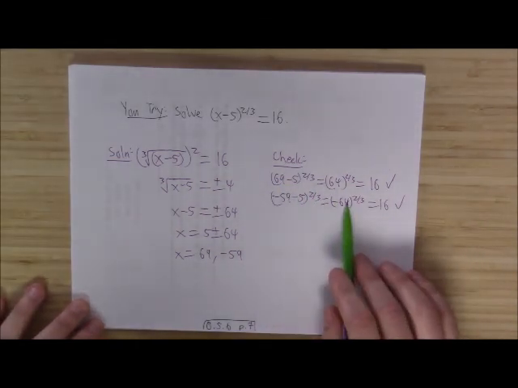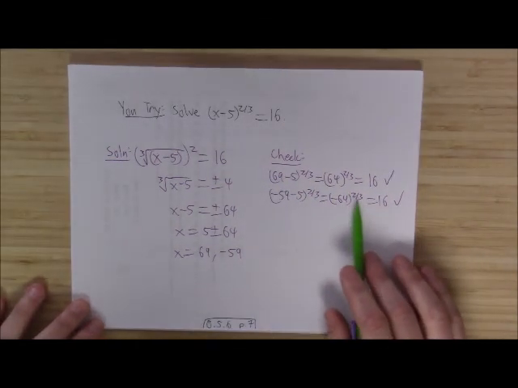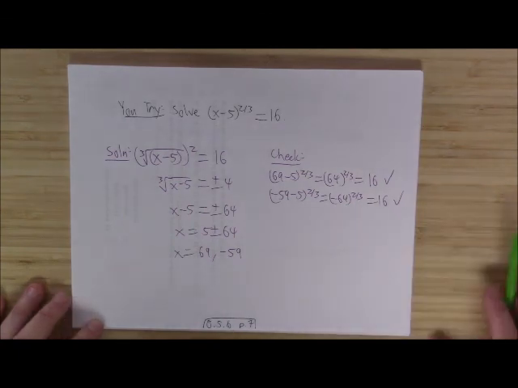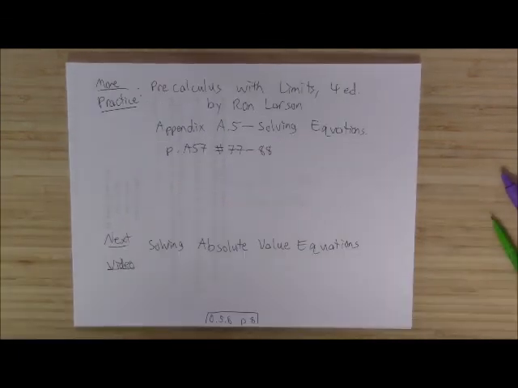Checking here, I just went ahead and used the calculator sort of notation. You can use a calculator to do this, so be sure to check. For more practice in solving radical equations, be sure to see the textbook, page 857, numbers 77 through 88. And in our next video, we'll finish off talking about solving equations with absolute value equations.